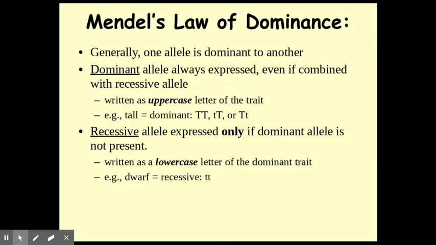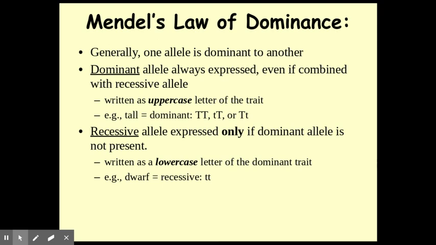So this led him to create what's called the law of dominance. Generally, one allele is dominant to another. The dominant allele is always expressed, even if combined with the recessive allele, and it's always written in uppercase letters. For a dominant tall, you could have a big T, which would be homozygous dominant, and so it would show the trait. And then you could have big T, little t, which would be your other choice, heterozygous dominant.